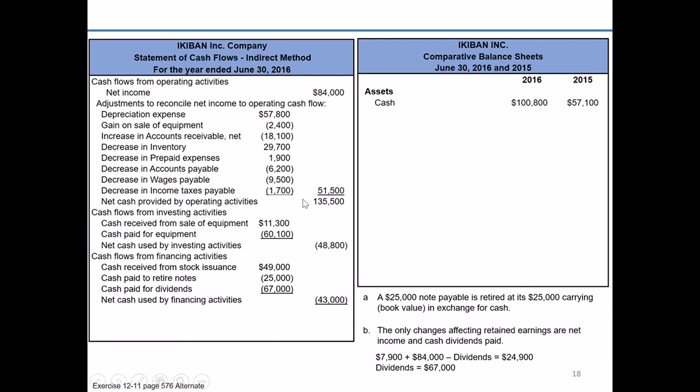I've got the cash impact of my significant operating, investing, and financing activities. That's one major part of my statement of cash flows. I will note that I might ask questions like, what's the largest source of cash overall of the three categories? An inflow of $135,500, an outflow of $48,800, and an outflow of $43,000. Well, the true winner here, the only inflow, is going to be our operating activities. So the largest source of cash for this company is operating activities.